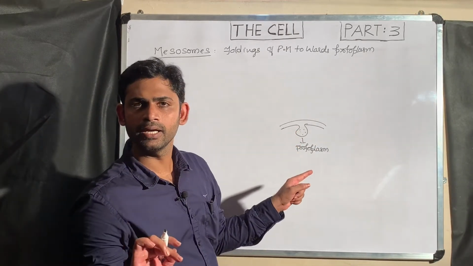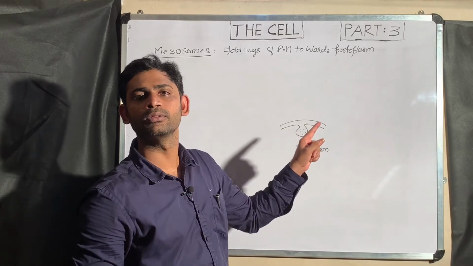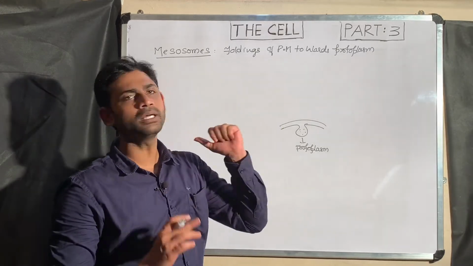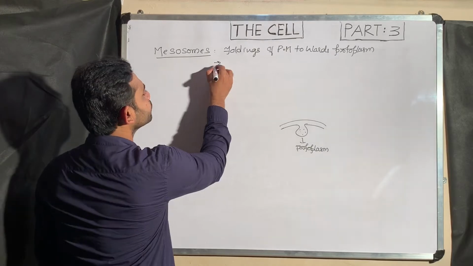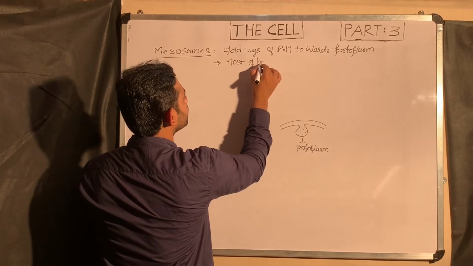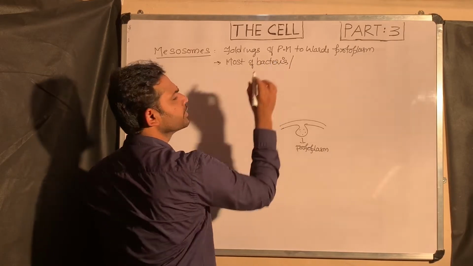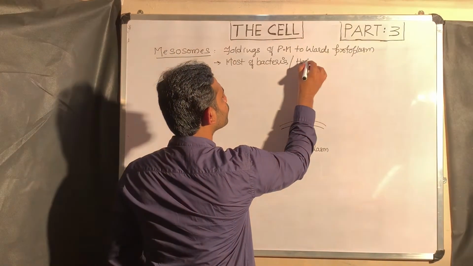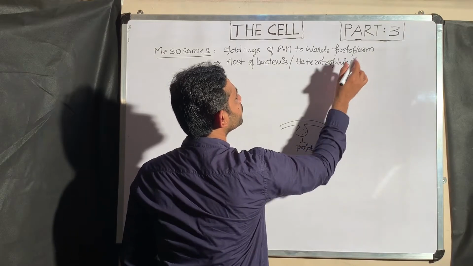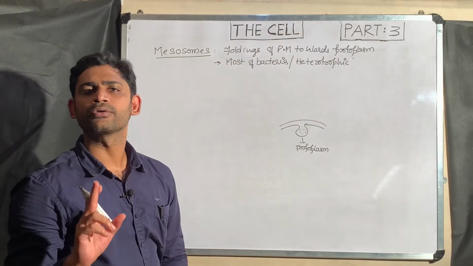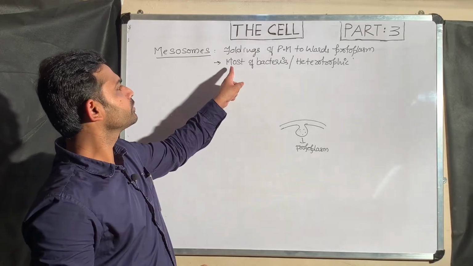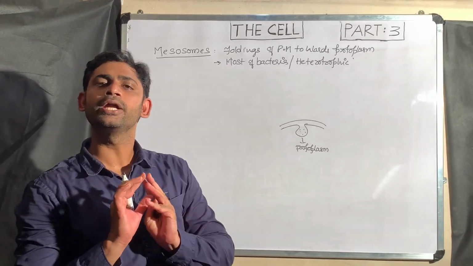In some fungi, some foldings are present towards the cell wall. Those are called lomasomes. In order to discriminate from the lomasome, I am telling towards the protoplasm. Then these mesosomes are associated with most of the bacteria, you can call them heterotrophic bacteria, because most of the bacteria are heterotrophs, whereas only some of the bacteria are autotrophs. Put that to one side. Mesosomes are associated with most of the bacteria, or heterotrophic bacteria.